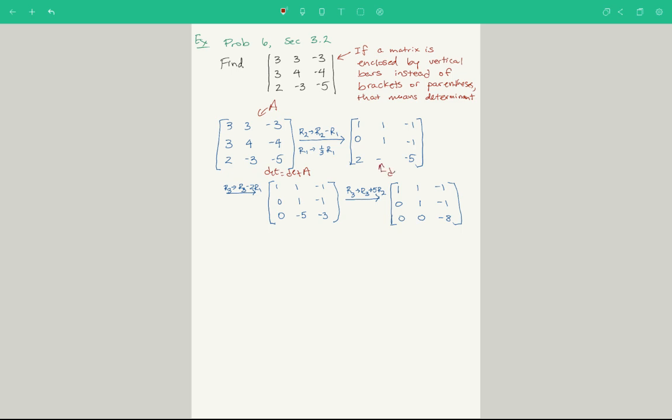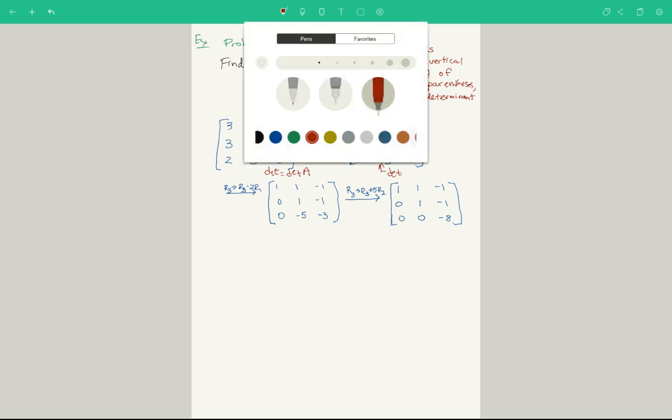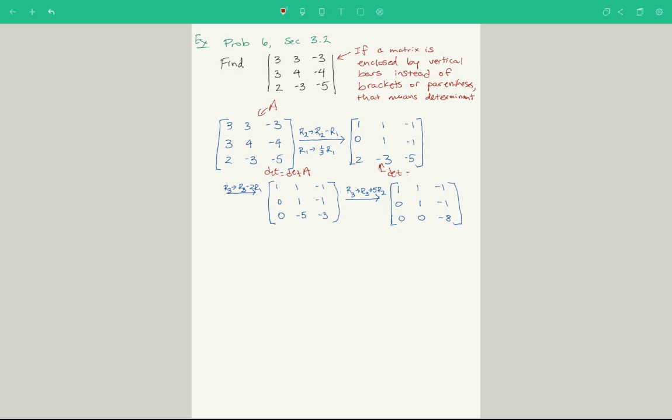So the determinant of this matrix, oops, somehow we lost a number there. Sorry about that. This was a -3. Okay, so the determinant of this matrix is going to equal a third of the determinant of our original matrix because we scaled the first row by 3. Okay. Then what did we do?